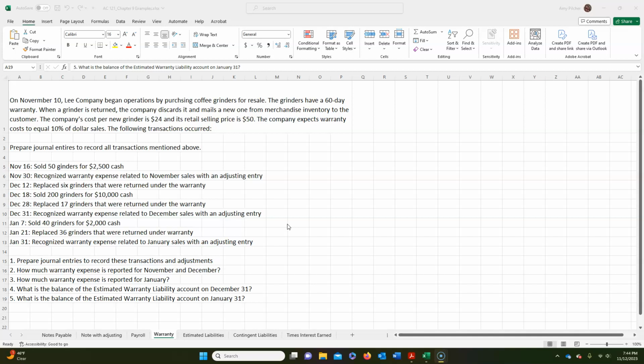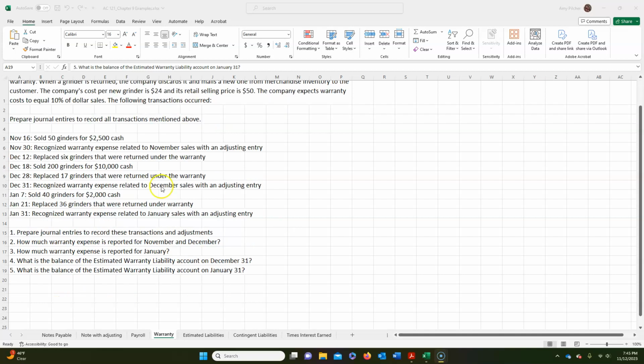So when a grinder is returned, the company discards it and mails a new one from merchandise inventory to the customer. Our cost per grinder is $24 and the retail selling price is $50. We expect warranty costs to equal 10% of dollar sales. Okay, so on November 16th, we're going to record all of these journal entries.